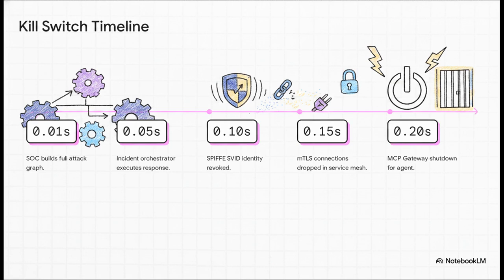It's crazy fast. At 0.01 seconds, the SOC finishes building the attack graph. At 0.05 seconds, the incident orchestrator fires off the response policy. By 0.10 seconds, that SPIFFE identity is completely revoked. At 0.15 seconds, all mTLS connections drop, meaning the network mesh forcibly ejects the agent. And at exactly 0.20 seconds, the MCP gateway shuts down access for that agent. In literally a fraction of a second, the kill switch is pulled across both the identity and network layers.